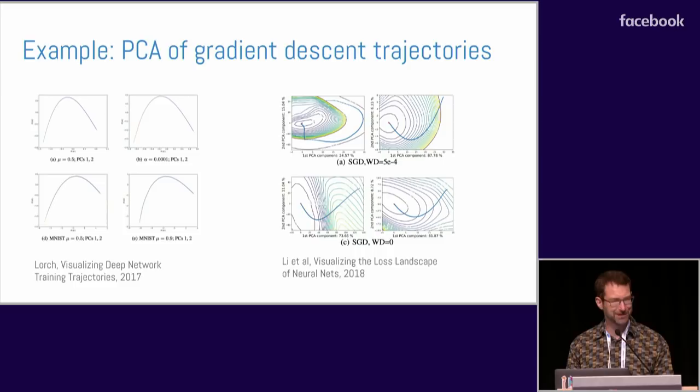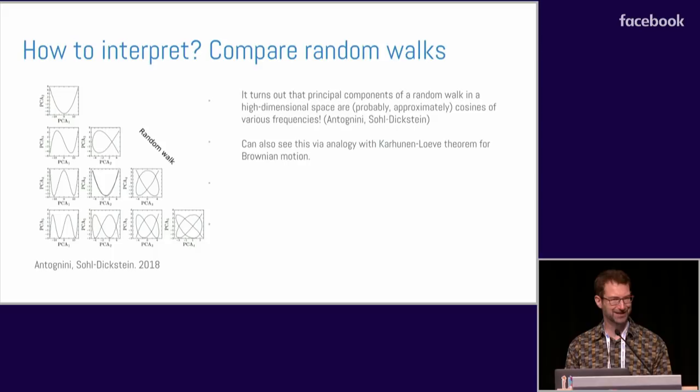And the answer is, it's not clear what we can, because it turns out that if you look at a random walk and project it by PCA, you will see exactly these same basic phenomena of Lissajous patterns, where the principal components, when you project down, look like cosines. And again, there's a bunch of ways to see this. There's a recent paper from Antognini and Sohl-Dickstein that shows this. This is where this diagram was from.